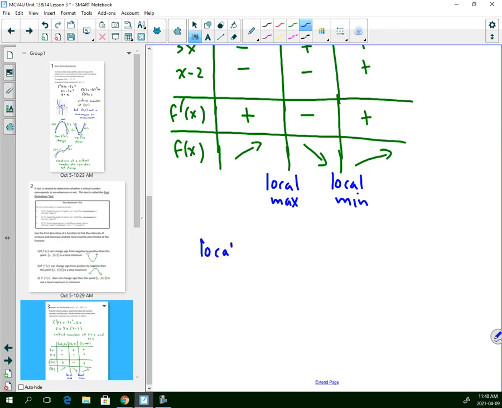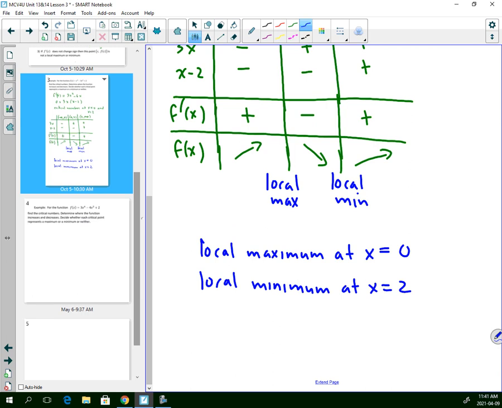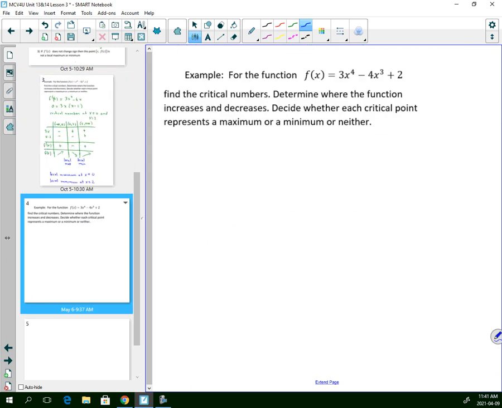So we have a local maximum at x equals 0, and we have a local minimum at x equals 2. So that is our first derivative test. We are looking for a sign change to determine whether it is an extremum or not. Okay, let's look at another example.